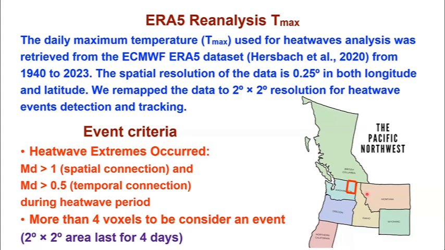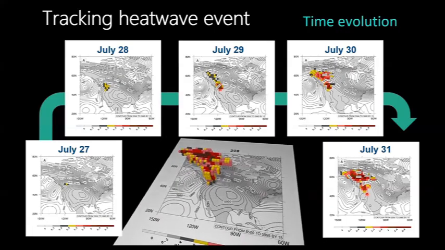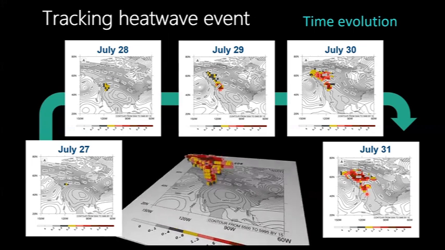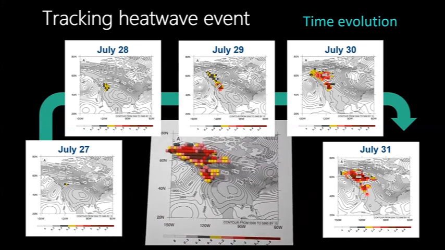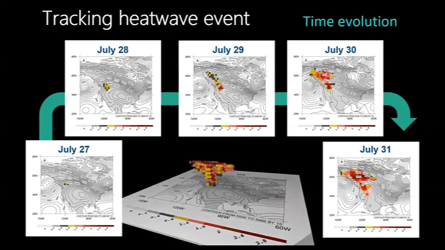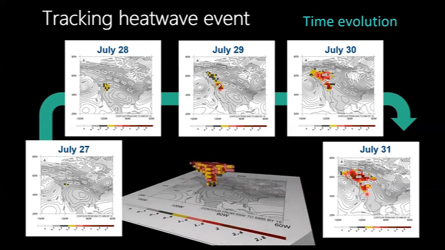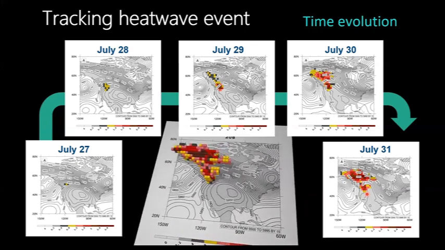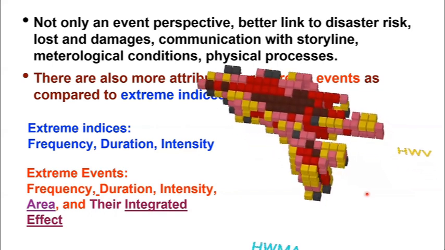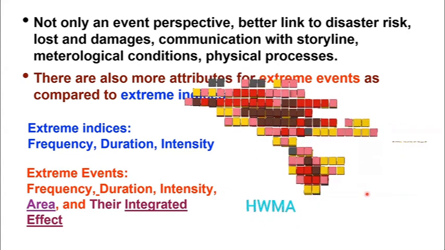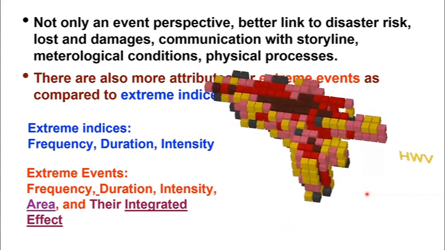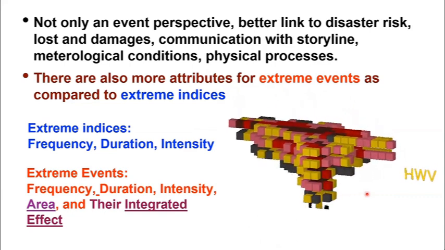But that's the way we define it. So here is just how we do it daily. Every day you can check your daily maxima and where they occur, and then every day you have some information. In the end, this so-called 3D, the vertical in terms of time, is just like the animation there. And this event perspective is better linked to the disaster risk, loss and damage, and also to communicate with this storyline approach.